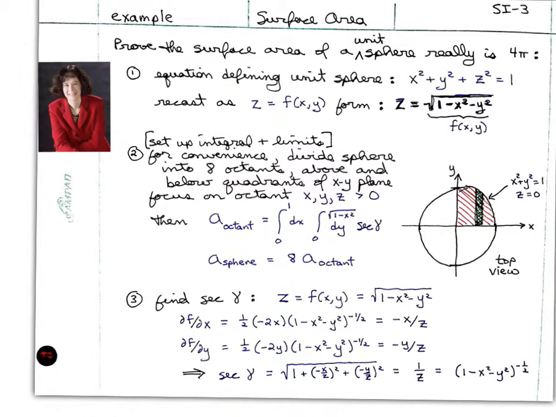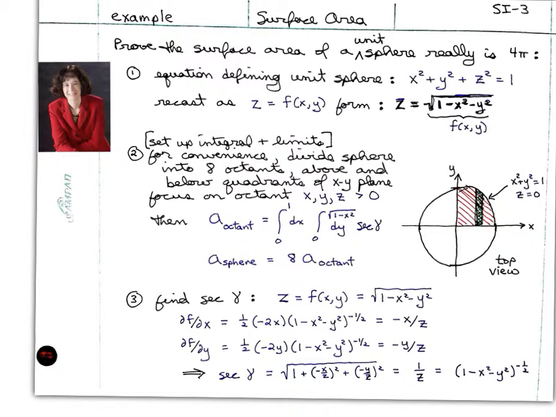So to start, we look at the equation defining the unit sphere, and we need to put that into the form required by our method. We have to rewrite it as z equals some function of x and y. And when we do that kind of rearrangement, we find z is the square root of 1 minus x squared minus y squared in our case. So the square root function becomes our f of x and y.